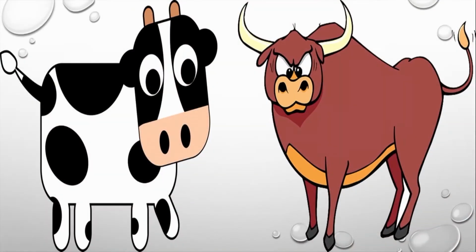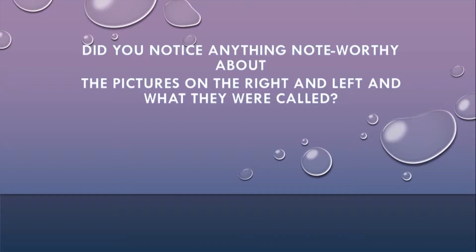So this one was actually one of my favorites. So we have a cow and we have a bull. Don't know why the bull is looking that angry, but there he is. So now is the question. Did you notice anything strange? Did you notice anything similar? Is there any link that you can make between the pictures that would have been on the left and the corresponding one on the right? Let's see.